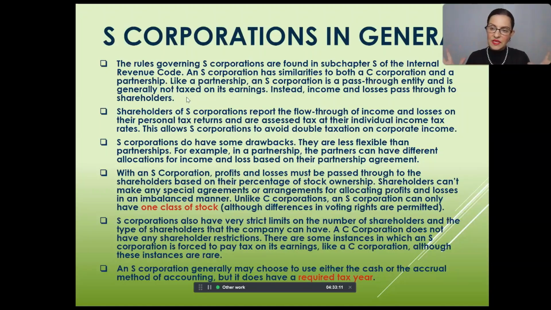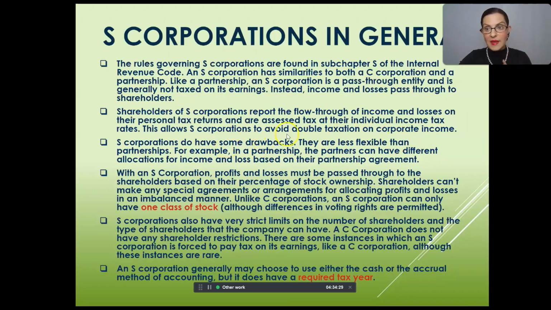99% of the S corporations in the United States have fewer than 5 owners. Most of them. And then more than 90% just have 1 owner. Okay, so S corporation is a very popular entity type for single owner businesses. Shareholders of S corporations report the flow through of income and losses on their personal tax returns and are assessed tax at their individual income tax rates. This allows S corporations to avoid double taxation on corporate income.